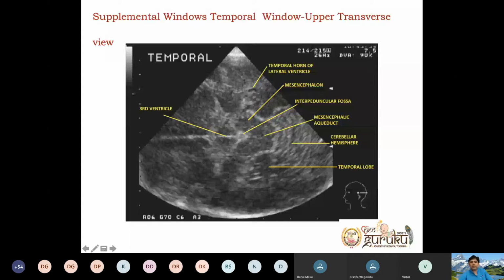And then at the level of the brainstem, you put the color Doppler and try to adjust the angle. You can see the circle of Willis, and you can take the middle cerebral artery Doppler.